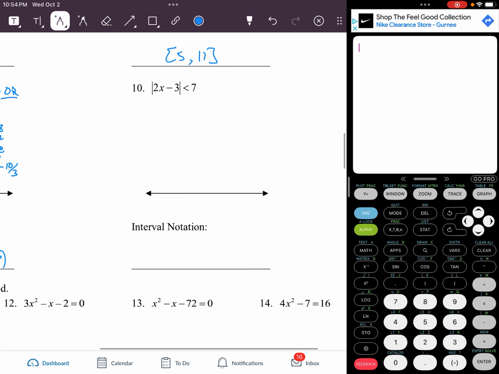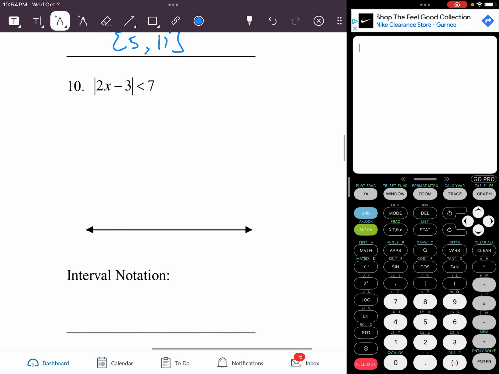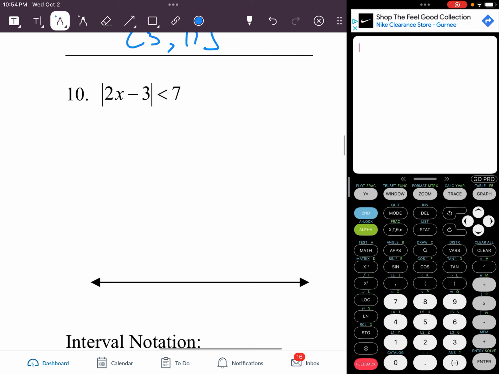Right. And number 10, this one's already solved. Not solved, but it's already got the absolute value brackets isolated. All right, and this is a less than. This is an and problem. So, because it's already isolated, we can make our two separate inequalities.